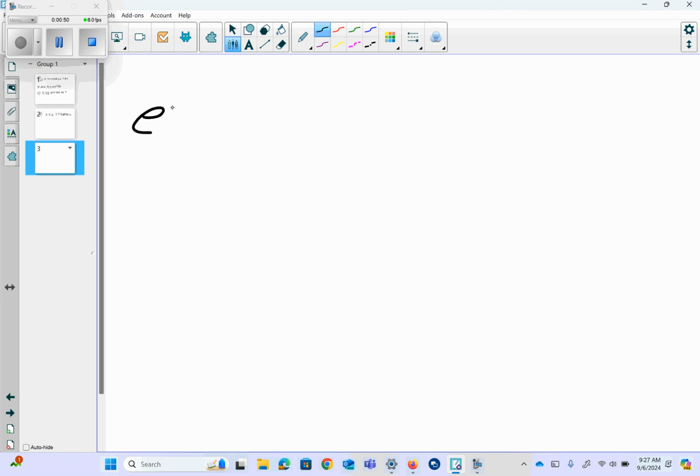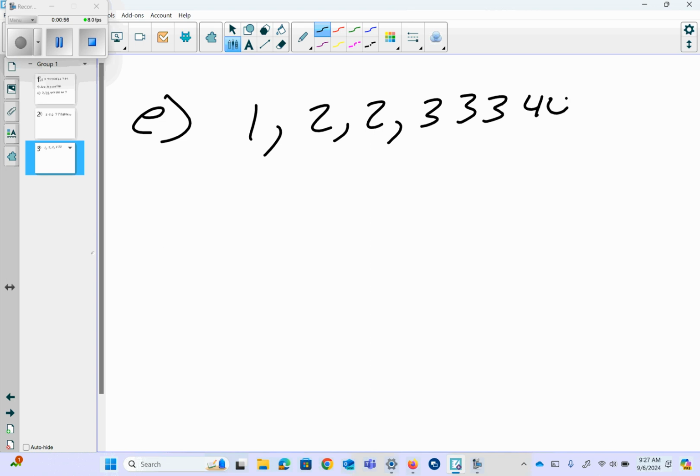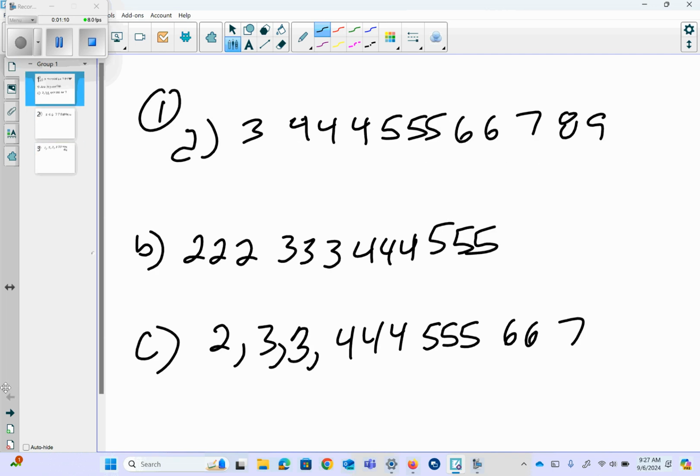And then for E, 1, 2, 2, 3, 3, 3, 4, 4, 4, 5, 5, 6. All right. So sketch a dot plot. Which shape best describes this data? Okay. So a dot plot.